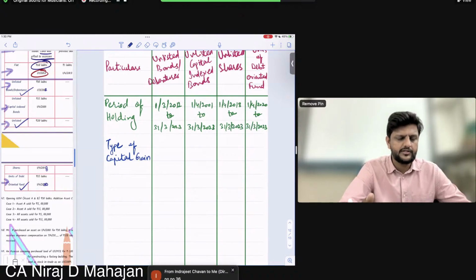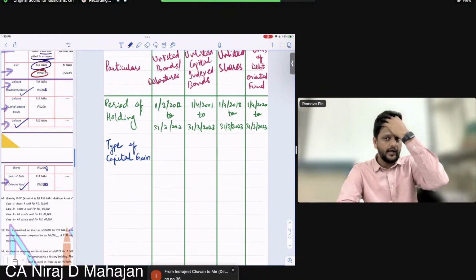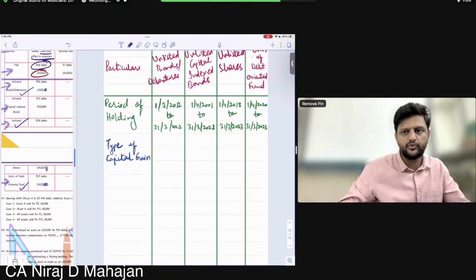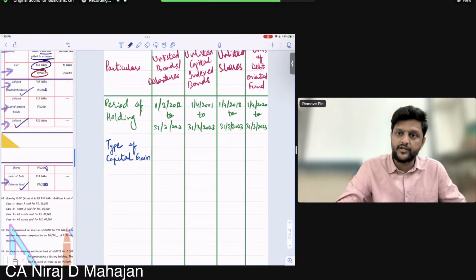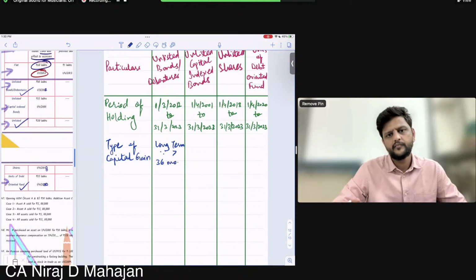It is first of all unlisted. Okay? And only unlisted shares, but for that you have to keep for 24 months. If it is debentures bond unlisted, it goes for 36 months. And here, bachcho, the period of holding is more than 36 months, therefore long term. So I'm writing bachcho long term. Fine. Since more than 36 months.